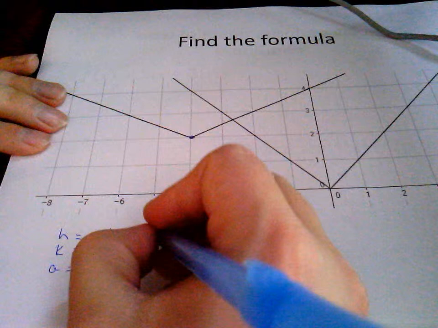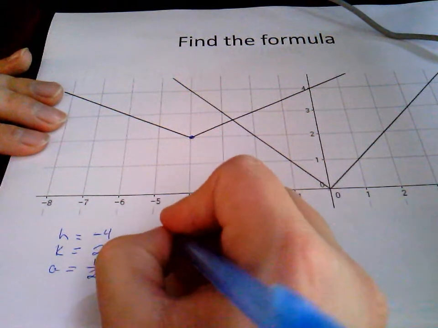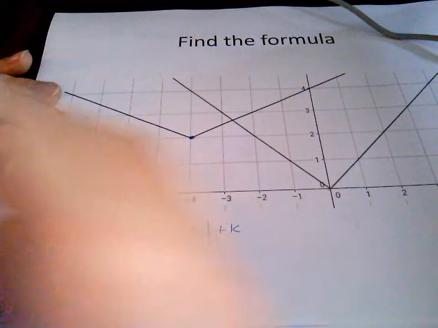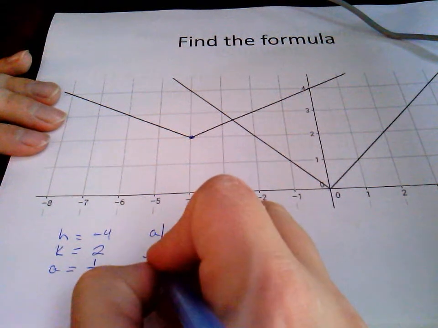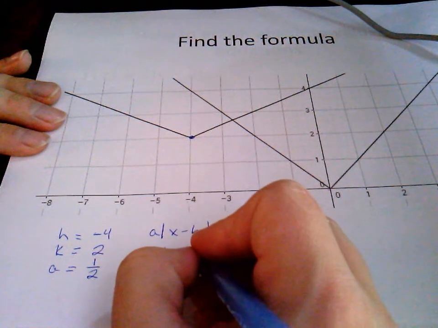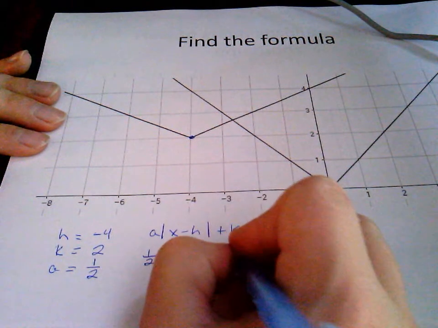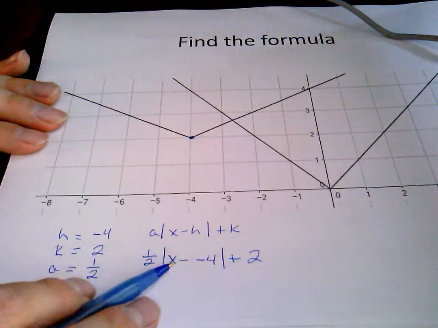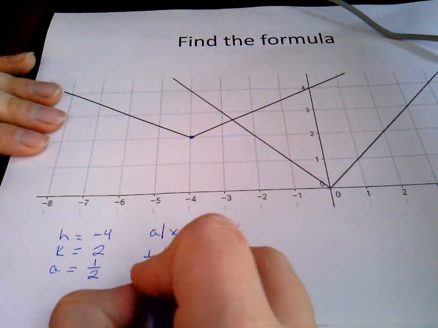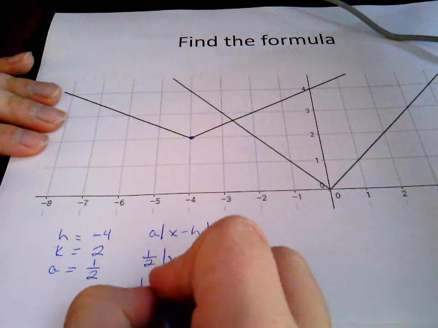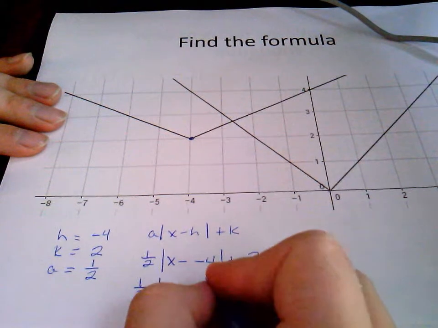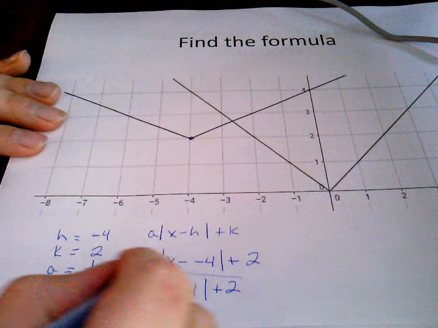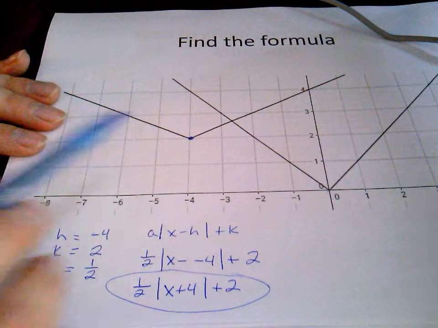And all we're doing is plugging, once again, into this standard formula. So a, 1/2, x minus h is -4, plus k, which is 2. Now, you'll notice that we have 2 minus signs here. So we actually have to change that before we can go on. It'd be x plus 4, because 2 negatives make a positive, plus 2. And this is what your equation would look like if you were trying to graph that.